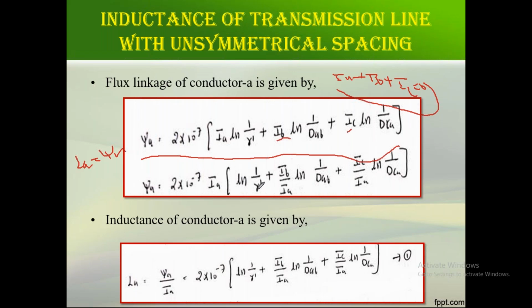Then you will get ln 1 by r dash plus IB by IA, why? Because I'm taking IA common, right? So you will get IB by IA ln 1 by DAB plus IC by IA ln 1 by DCA. So finally, the inductance you can write as psi A by IA equals 2 into 10 power minus 7 times ln 1 by r dash plus IB by IA ln 1 by DAB plus IC by IA ln 1 by DCA. Now we have to calculate the value of IB by IA and IC by IA. Now just see how the conductors are connected here.